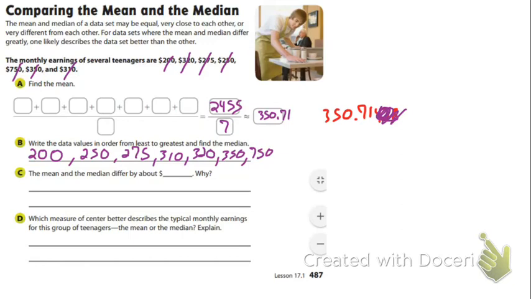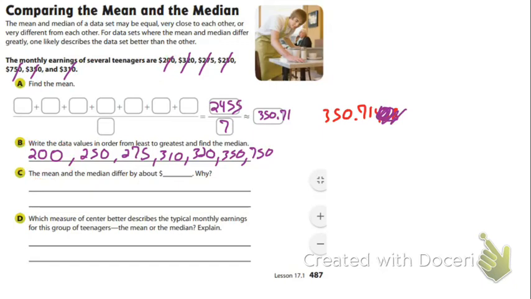All right, so letter B. Write the data values in order from least to greatest and find the median. What I did here was start writing them down. But for example, when I wrote the number 200, I crossed it out right there. That way I don't get confused, and it takes away one less number that I have to focus on. Hopefully that helps you too.